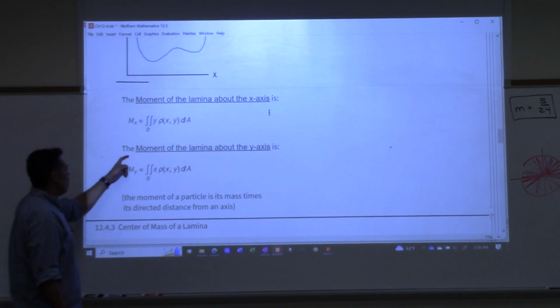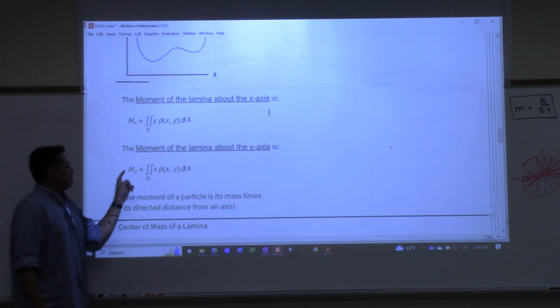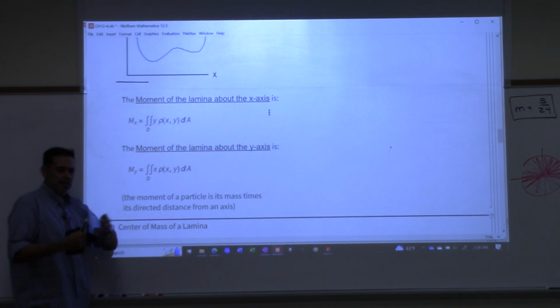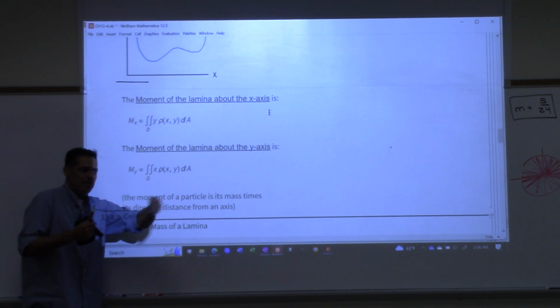Similarly, the moment about the y-axis is the same formula, except now you put an x here because you're trying to find distance from the y-axis to your mass.